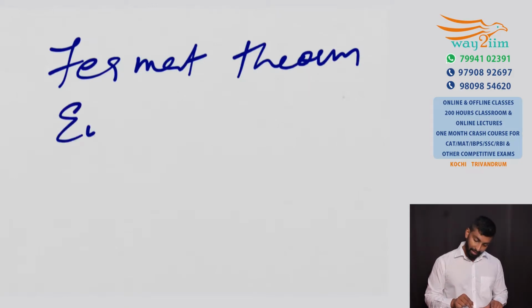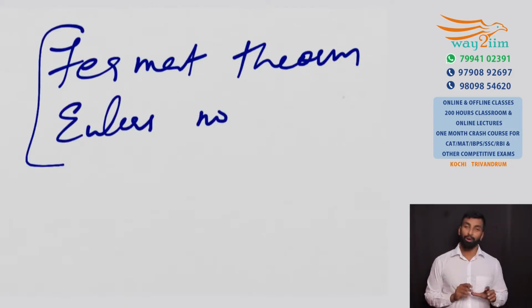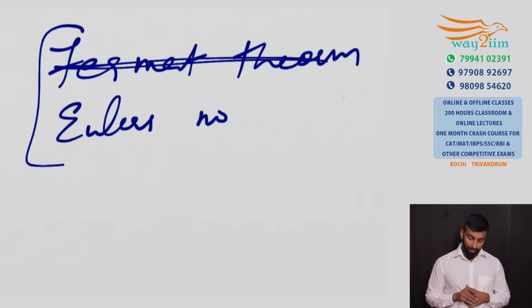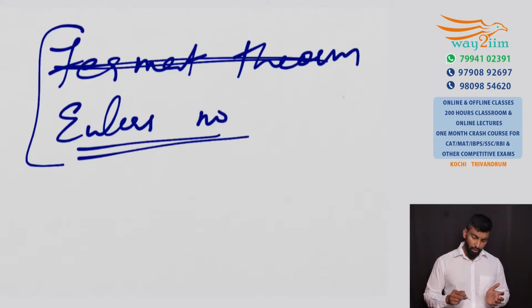Second is something called Euler's number. If you have some understanding about this too, you can solve any remainder question faster. You don't need to know this as a theorem itself, but you may use this theorem to solve the question. In the same way, you may use this number to solve the question. Otherwise, you don't need to bother too much about Fermat's theorem or Euler's number as such.